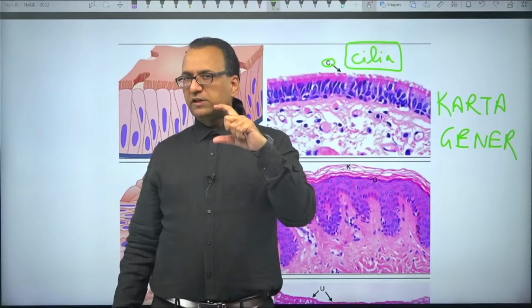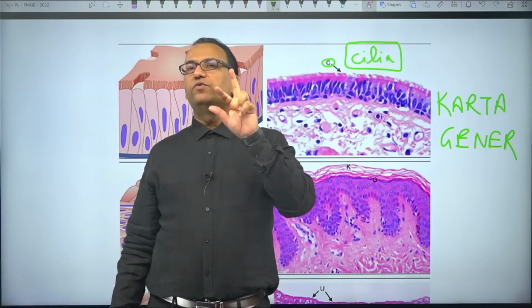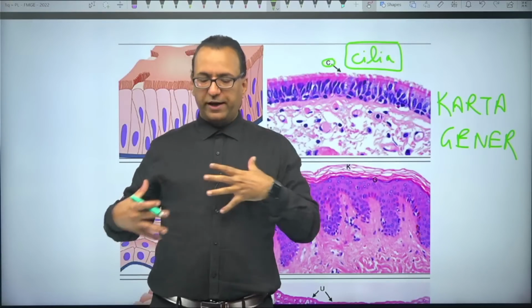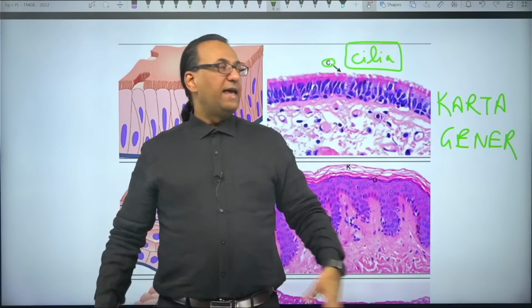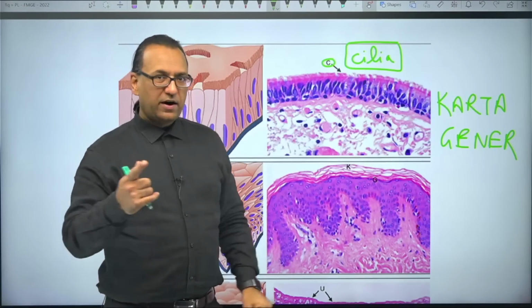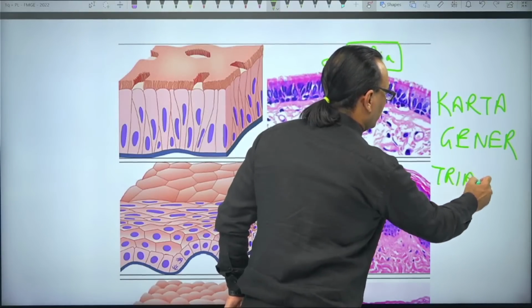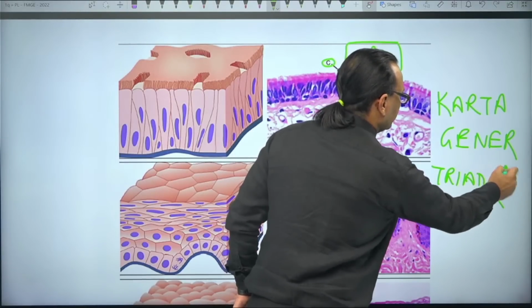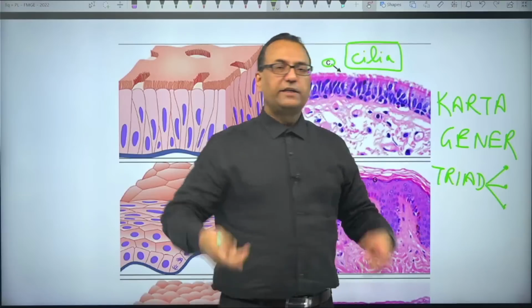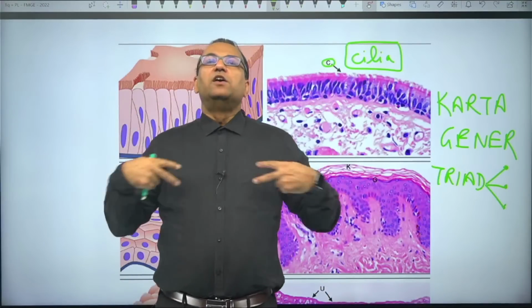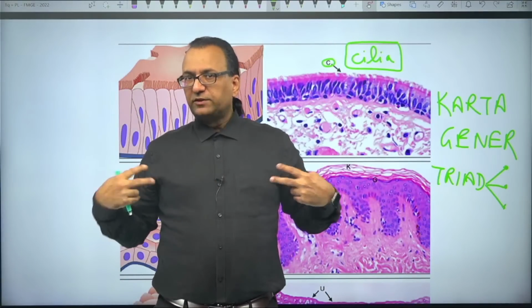Because the embryonal cells need cilia, they move, and there is a particular arrangement of the organs. If it is Kartagener syndrome, there is a triad which I am talking about. In the Kartagener triad, I have given you the three things. What are the three things? Number one, it is chronic sinusitis. Number two, bronchiectasis. Number three, situs inversus.